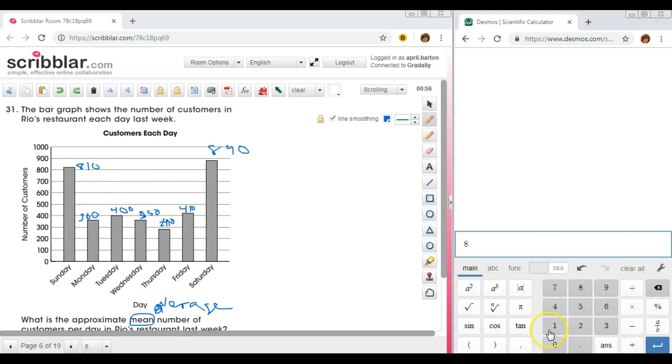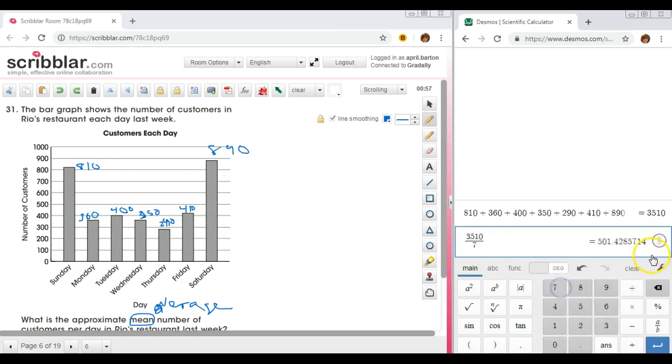So to find the mean, we add up all these values together. 810 plus 360 plus 400 plus 350 plus 290 plus 410 plus 890. And then we divide by how many there are. We do want to go to a new line before dividing. If we divide on the calculator at the end, it's not going to divide the entire 3,000. It's going to just divide the last number. So we go to the second line and divide 3,510 by 7, which gives us 501.